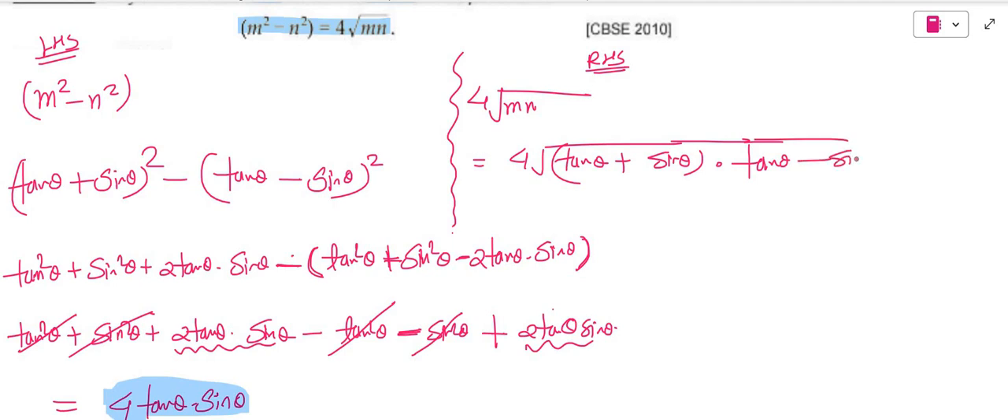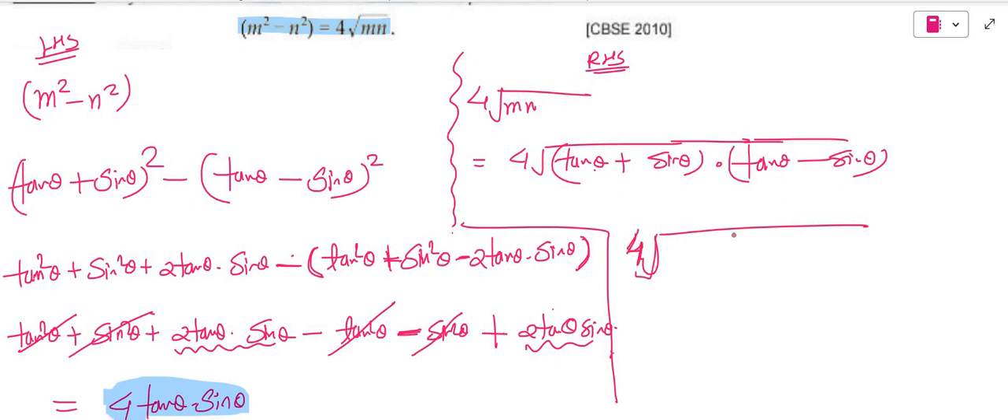tan theta minus sin theta, correct? What is a plus b and a minus b? What is it? a square minus b square. Everybody knows, correct? a square minus b square. So this will be tan square minus sin square.